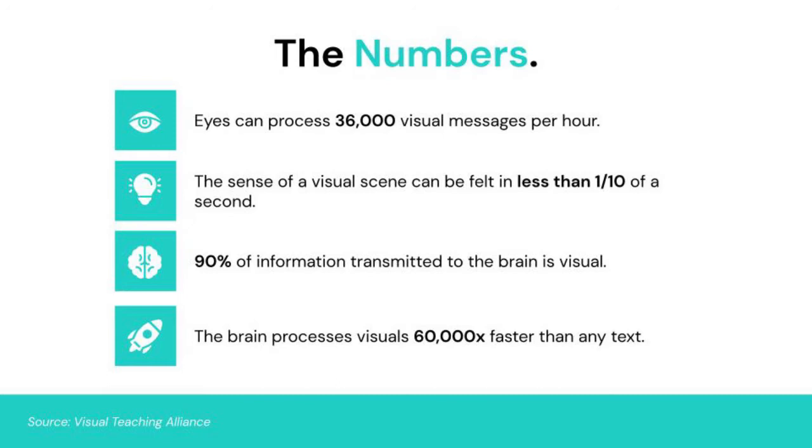The first one, eyes can process 36,000 visual messages per hour. The sense of a visual scene can be felt in less than 1/10 of a second. 90% of information transmitted to the brain is visual, and the brain processes visuals 60,000 times faster than any text. So faster, you can get more information in. I don't see why anyone wouldn't say, yes, visuals, all visuals.